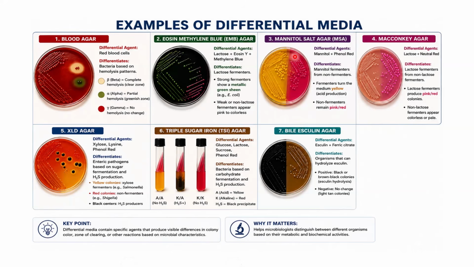The third differential medium we will look at is the mannitol salt agar, and the differential agents in this medium are mannitol and phenol red. And these agents help to differentiate bacteria that ferment mannitol to produce acid and those that do not ferment mannitol. So bacteria that ferment mannitol turn the medium yellow as shown over here as a result of the production of acid, and those that do not ferment mannitol remain pink or red on the agar medium.